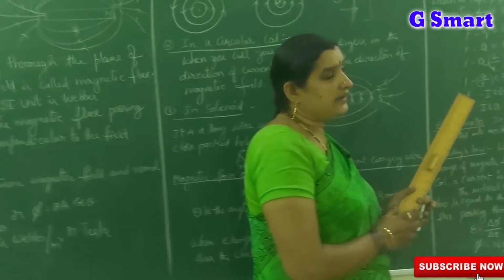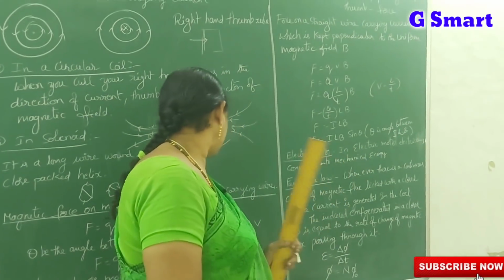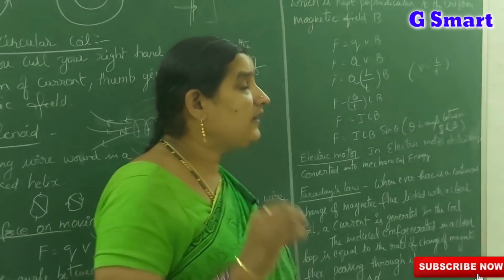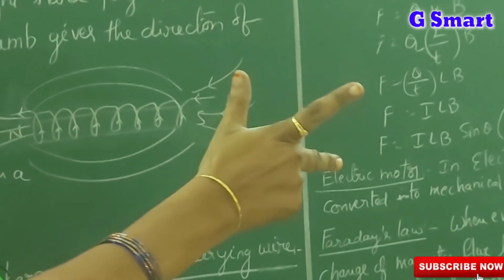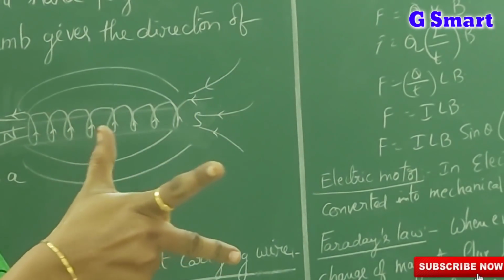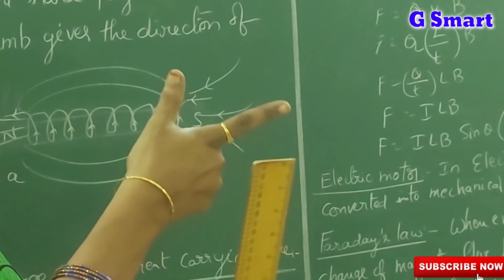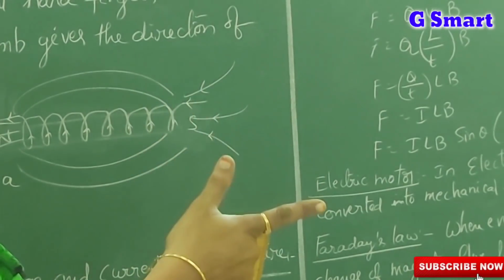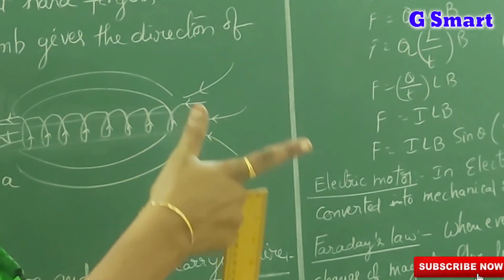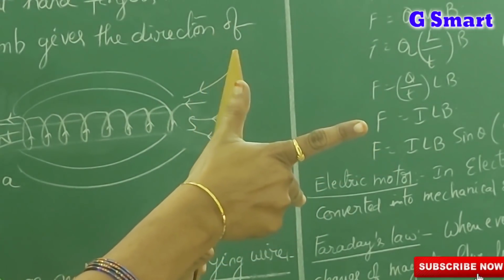Next, right hand thumb rule. To know the directions when a current carrying wire produces a magnetic field, we use the right hand thumb rule. Let us see this. The thumb shows the direction of current and the middle finger shows the direction of magnetic field. Then the force exerted on the particle is shown by the thumb. Then the thumb gives you the force.